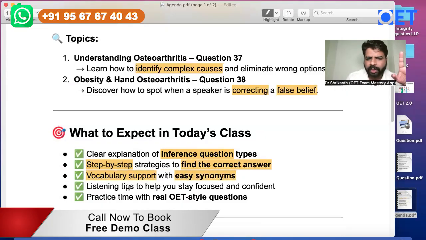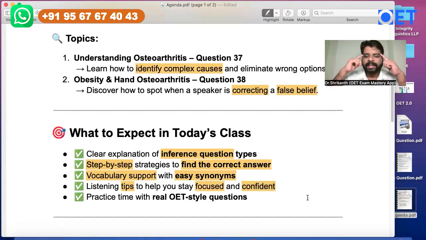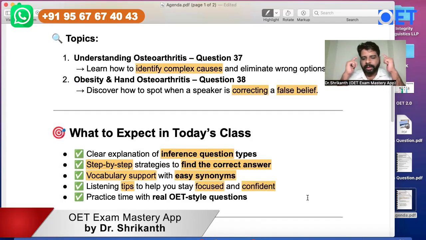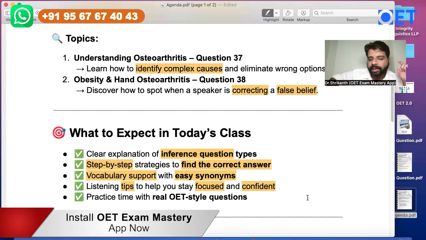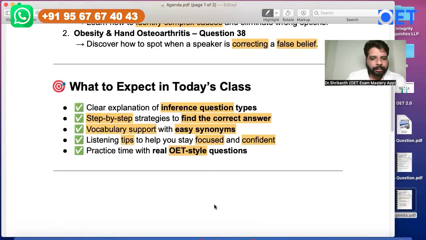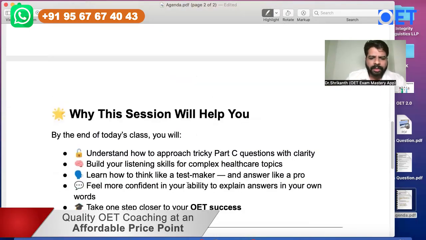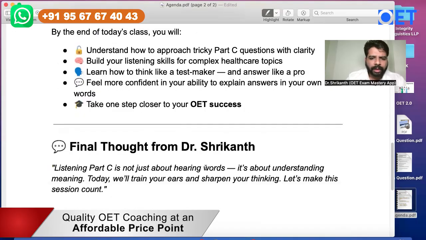Then we'll give you some listening tips to help you stay focused and confident, because your mindset is very important. If you have a positive mindset throughout the preparation phase, then the result is going to be positive. If you are practicing or executing the OET in a negative state of mind, the result also is going to be negative. Then we'll practice with real OET style questions. So we'll be sharing all this with you.